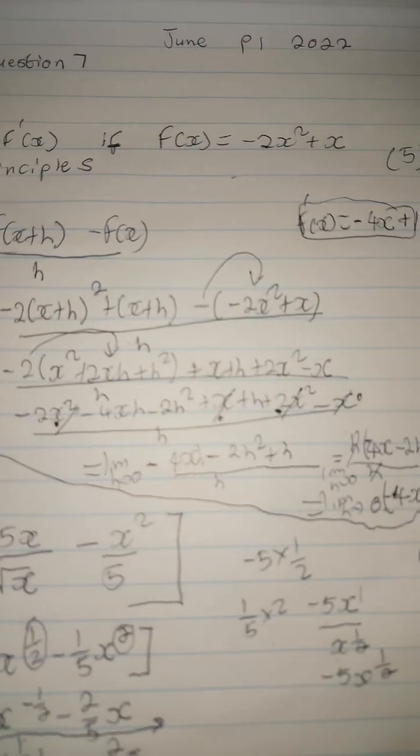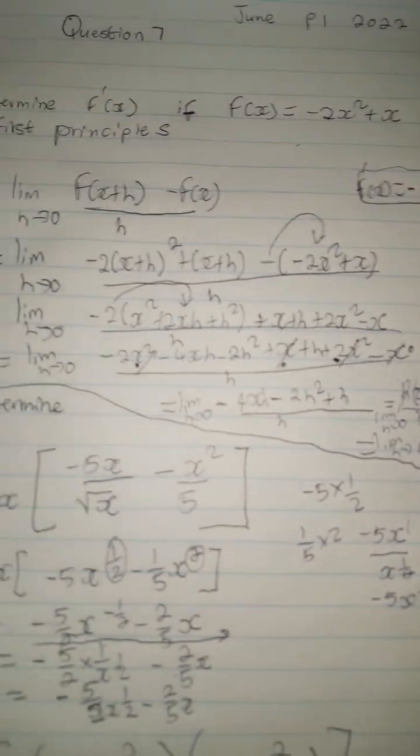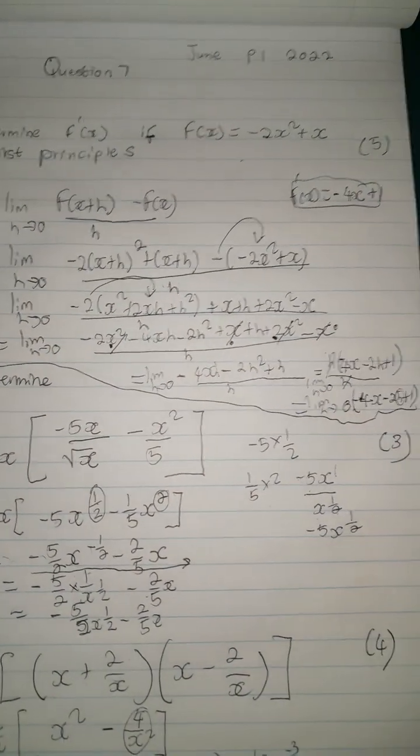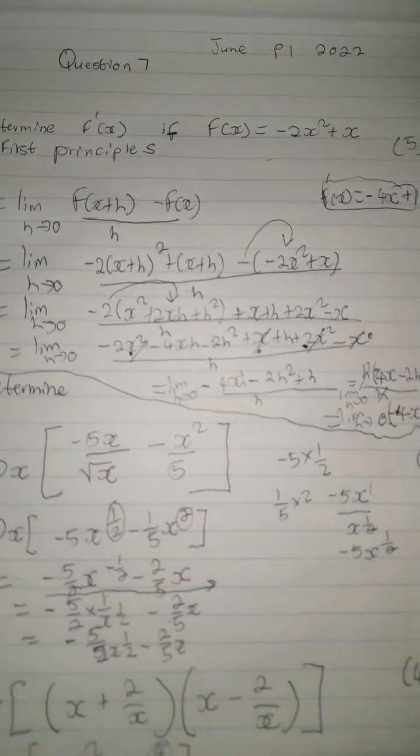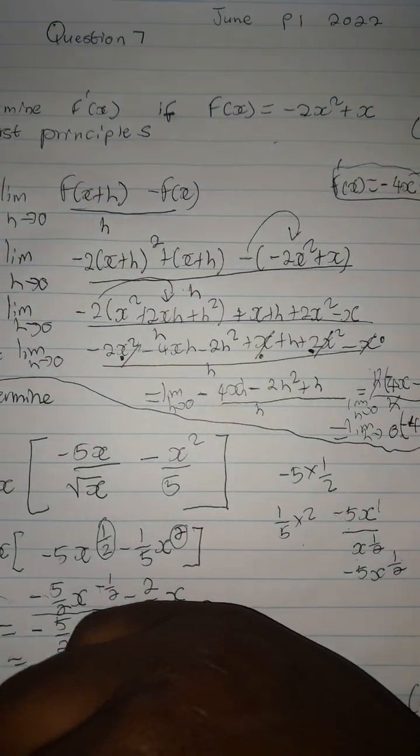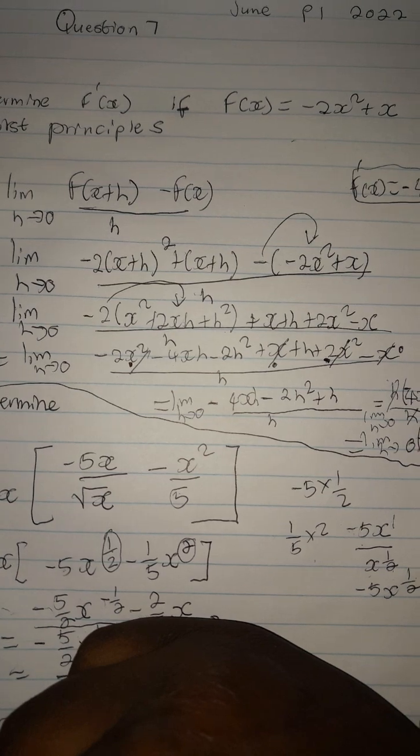So that's how you can work out June paper 1, 2022. Hope you are learning, grade 12. And as you all know, practice makes it happen, and laziness makes it hard.